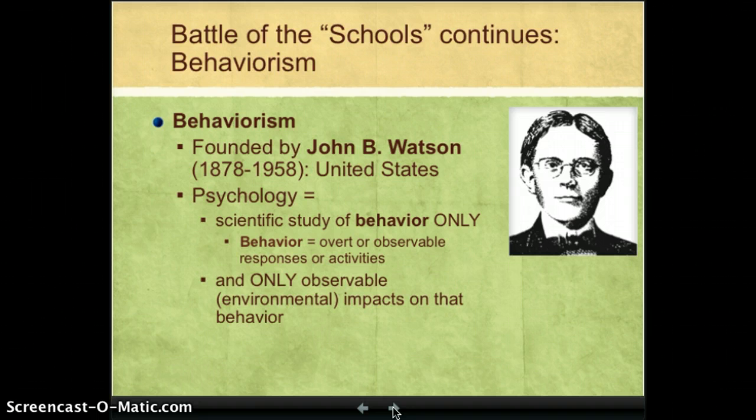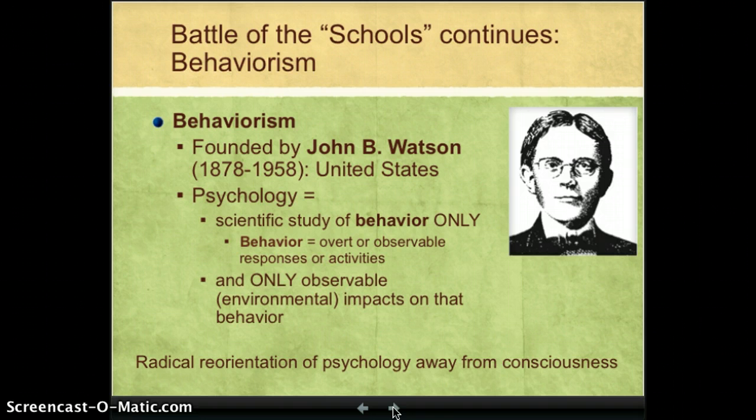I cannot see from the outside how you feel about taking those notes. And so I don't care about feelings. Behaviorism only cares about what can be seen, and what can impact or change that behavior, but of course those impacts must also be observable. So he looked at the impact of observable events on observable behaviors. This resulted in a radical reorientation of psychology away from consciousness. So behaviorism rejected all of the three previous schools.